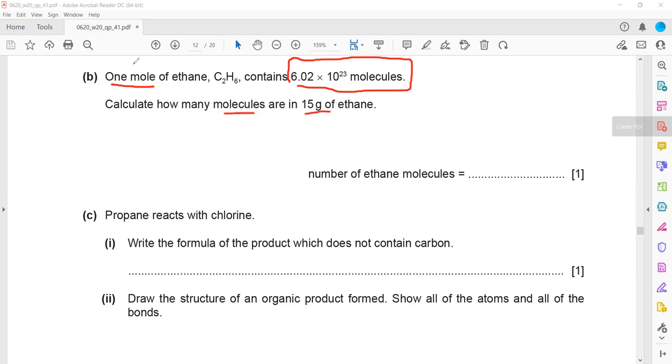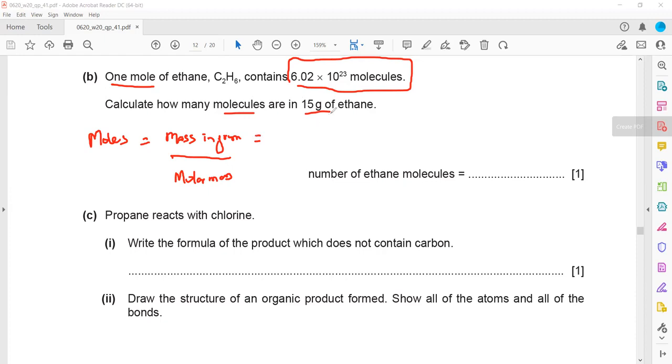So first, we will find the moles of ethane. How to find the moles of ethane if the mass is given? The formula is moles equals mass in gram divided by the molar mass. So mass in gram divided by molar mass will give us the moles.